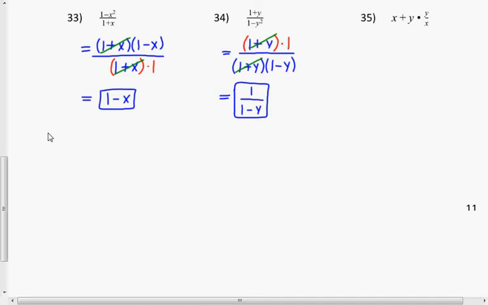In number 35, following the order of operations, I need to multiply before I can add. So I can rewrite this as x plus y squared over x. And if I then multiply the first x by x over x, so that I can write these two terms with a common denominator, I'll see that I have x squared plus y squared over x.